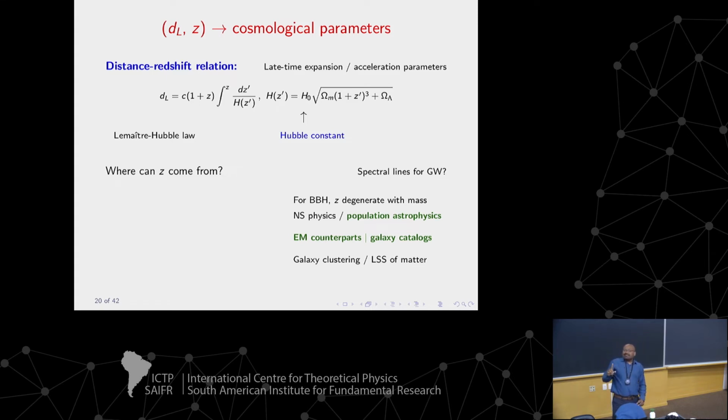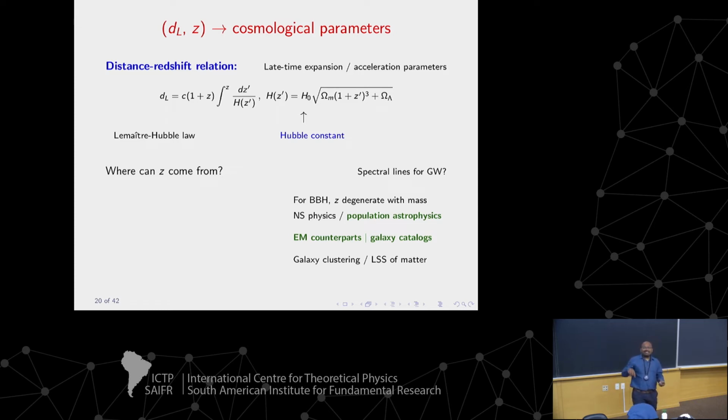Now, this degeneracy is broken for neutron stars. This is not exactly the case for neutron stars, because neutron stars have their internal physics. So one can think of tidal effects in neutron stars associated with a certain scale. One can look for resonances within neutron stars. So for neutron stars, this degeneracy is actually broken. So neutron stars can provide an independent measurement of the redshift.